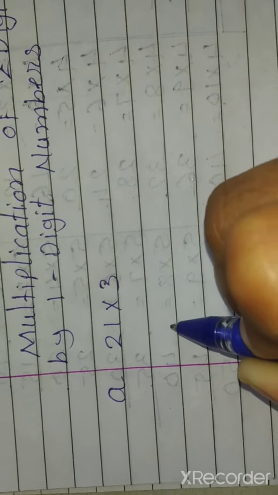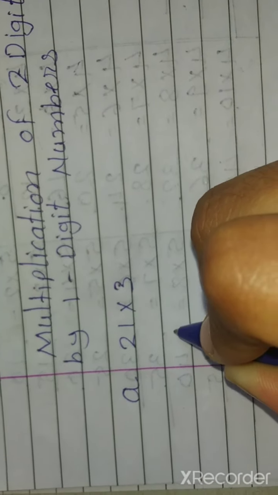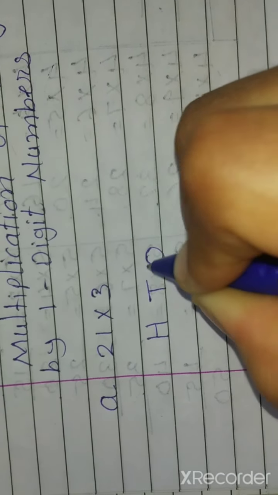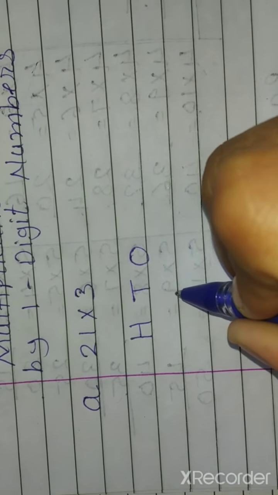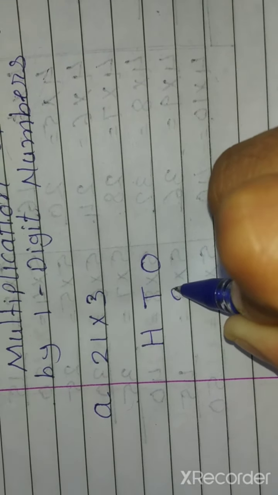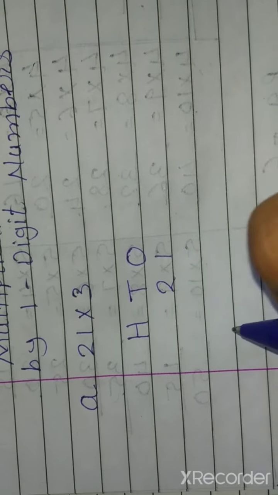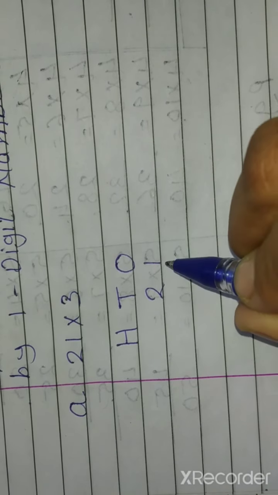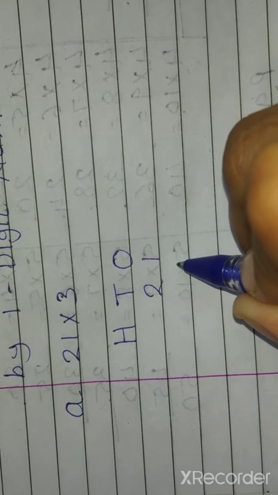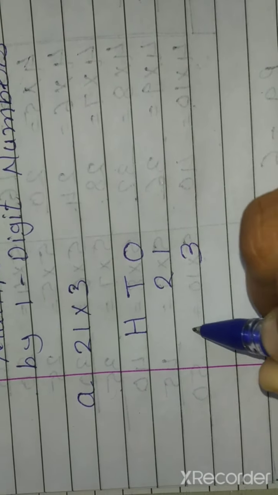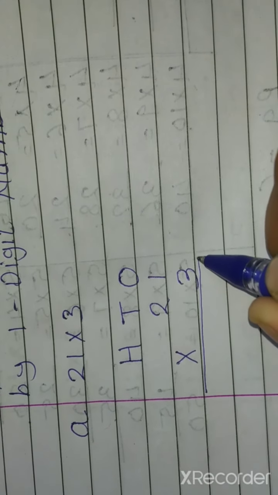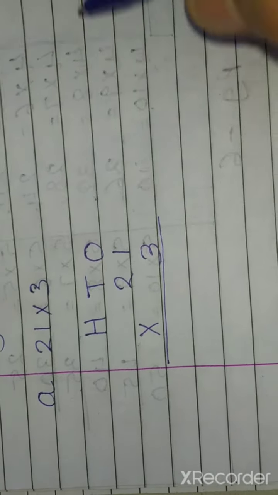Here we have to draw the sum. First of all we have to write hundreds, tens and ones. In which columns do we write 21? In the tens and ones columns. After that we write 3 in the ones column. Now we put the sign of multiplication.